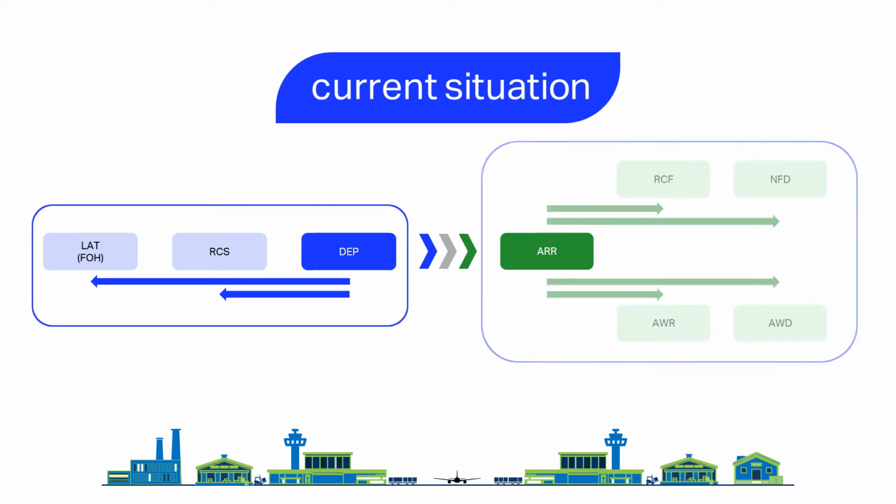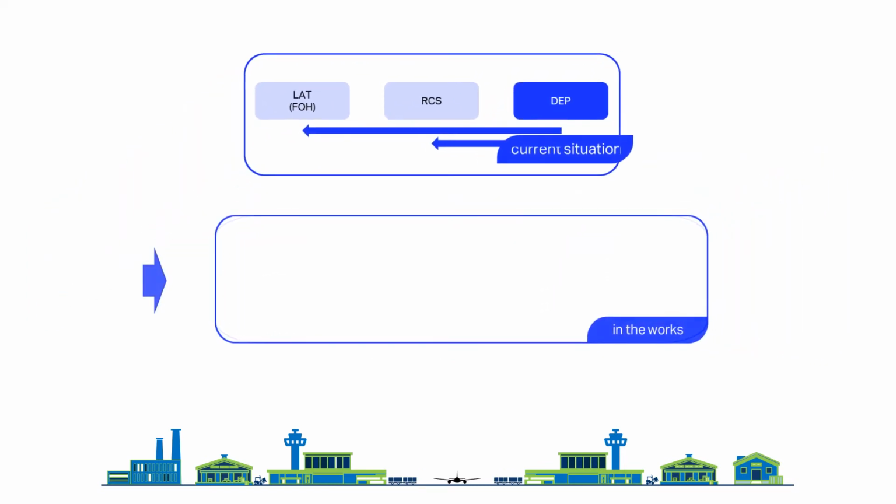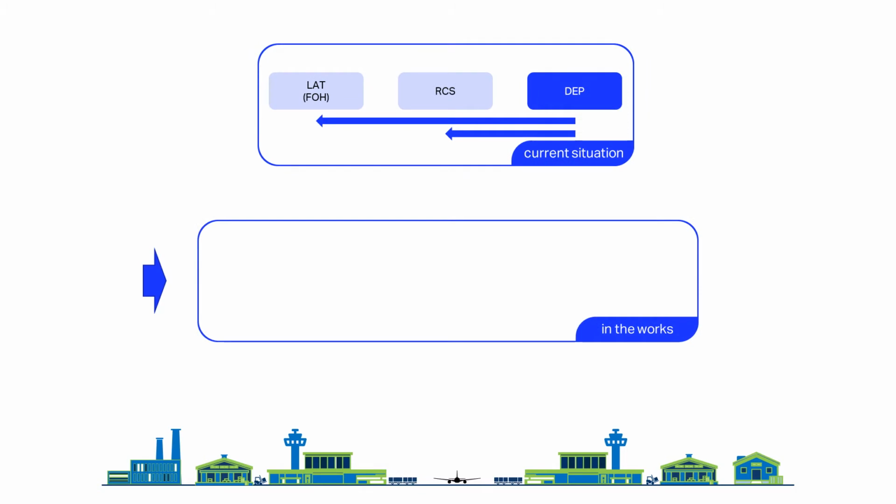This entire export process is also mirrored on the import side, where all the milestones such as RCF, NFD, AWR, AWD are based on the scheduled arrival time. The setback is that this strict route map planning does not always reflect the actual operation on the ground. Therefore, we are planning to improve the route map planning to reflect real-life scenarios as much as possible.